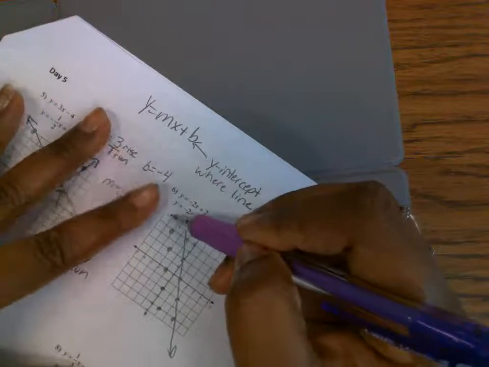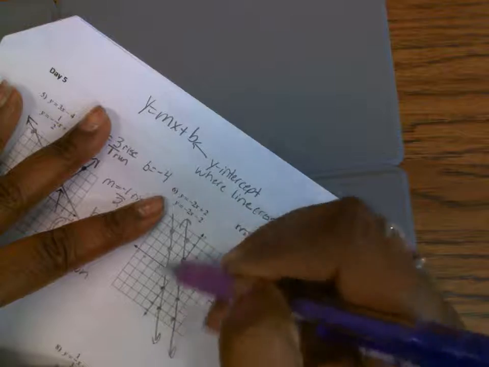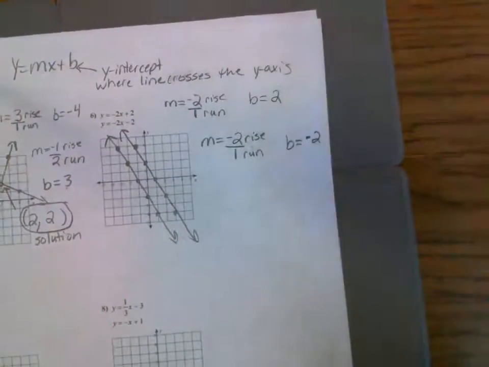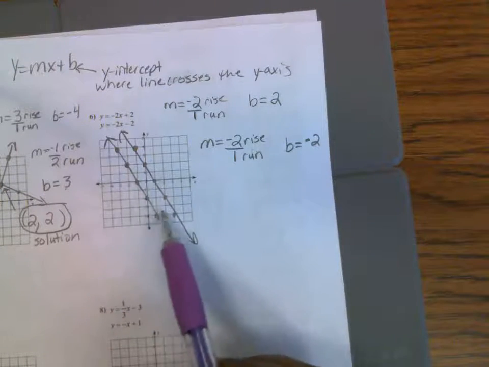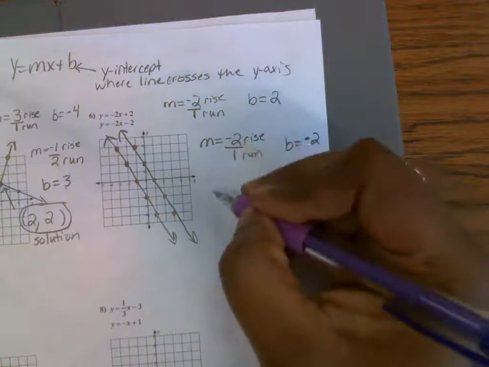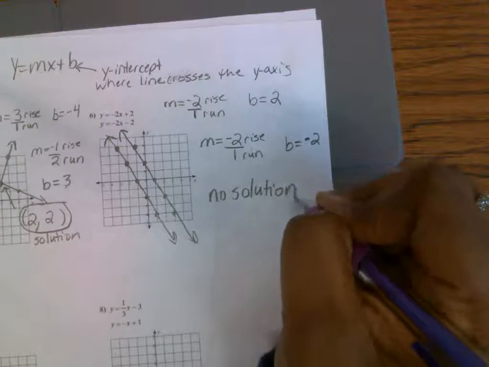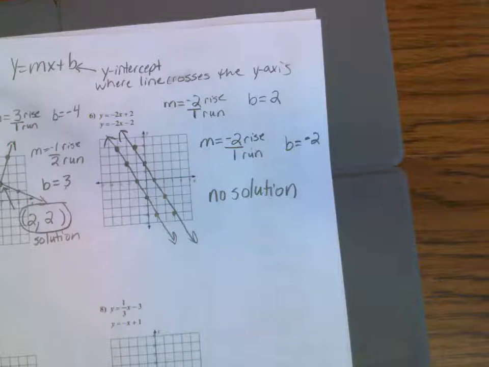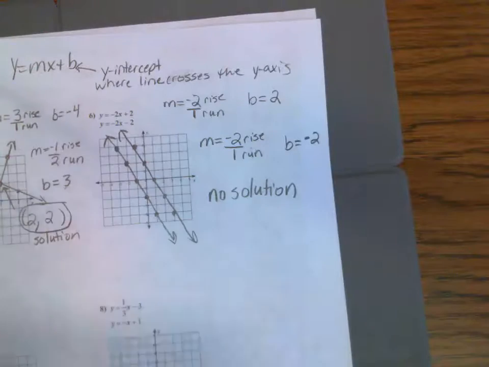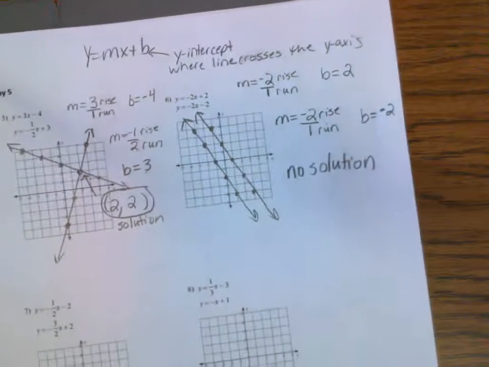And what you notice is that these lines are parallel because they have the same slope that makes them parallel. So because they never touch each other, they don't share any points. They don't have any points in common. This is a no solution. That's a no solution. And that's what we were talking about over here. Okay. This is a no solution. Any questions about those?